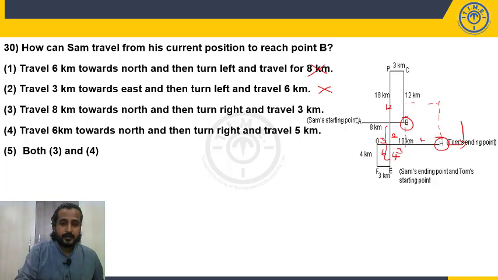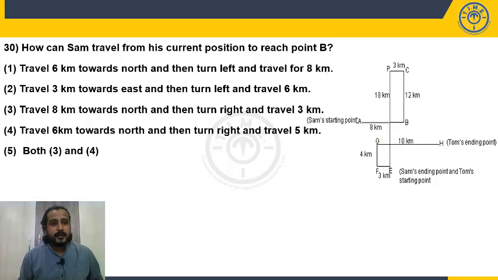I'm sorry, whose current position is given? Sam's current position. What is Sam's current position? From E to B we need to check, right? So how much distance is this? 6. How much distance is it?